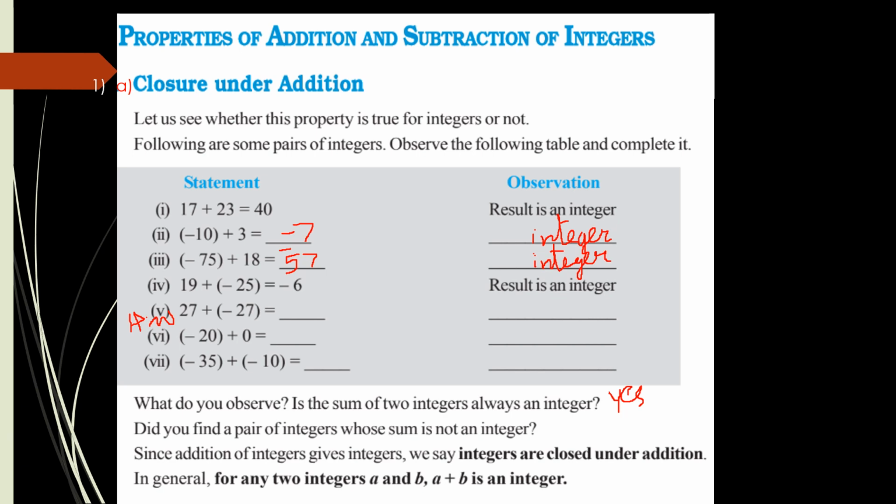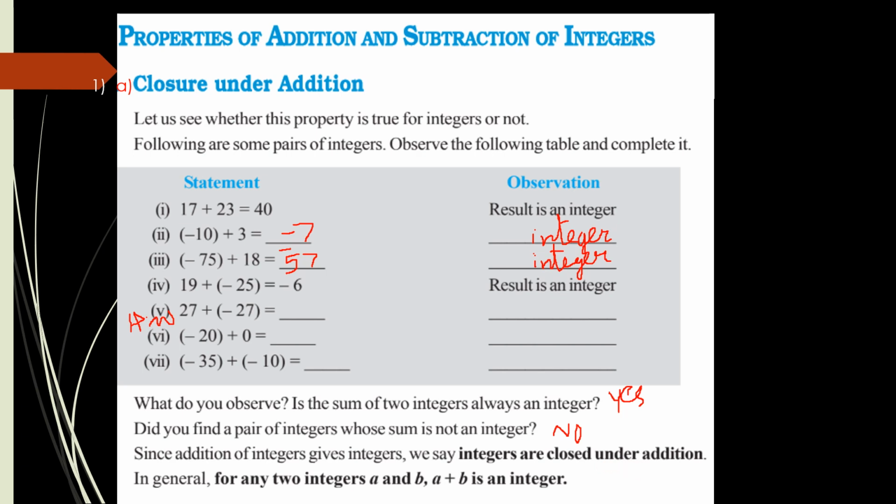Now, did you find a pair of integers whose sum is not an integer? No, right? All sums are integers. Since addition of integers gives integers, we say integers are closed under addition. So, what do you understand from this? When you add two integers, the answer is always an integer, right? So, we can say that integers are closed under addition.